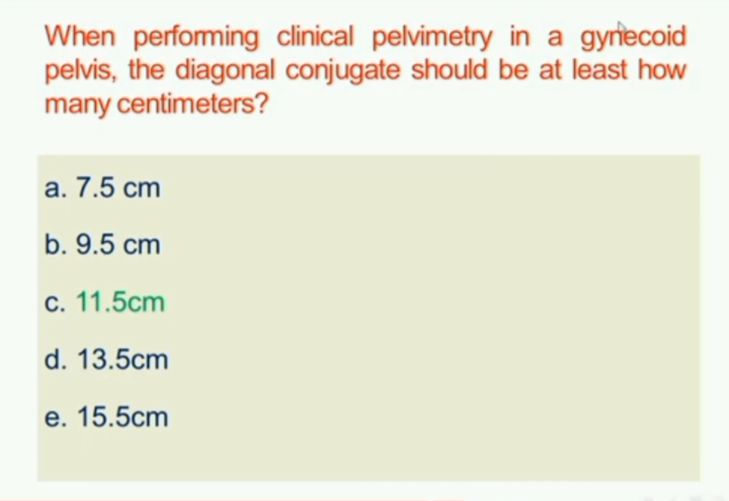So at least how many centimeters? It should be around 11 to 12 centimeters. So the correct answer in this regard is that the diagonal conjugate should be almost 11.5 centimeters. If it is less than that, then ultimately we will refer to it as a contracted pelvis. The smaller values show a contracted pelvis, and the remaining values are very abnormally raised. Now we have cleared this question, and we come towards the next question.